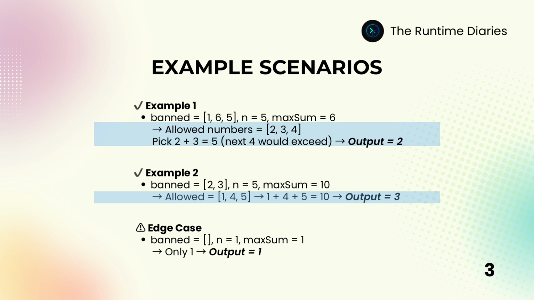Let's try another example. Banned equals from left to right, 2, 3. N equals 5, and max sum equals 10. You can take from left to right 1, 4, 5, and 1 plus 4 plus 5 equals 10 exactly. And that's 3 valid picks. So this problem isn't about finding which ones, it's about counting how many you can take before crossing the sum boundary.